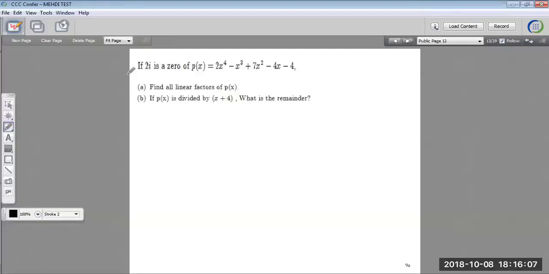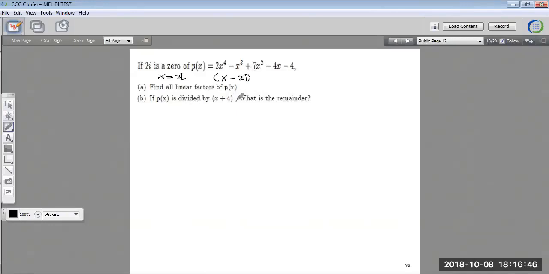Okay. It's given that 2i is a zero of this polynomial, then find all linear factors of p of x. So if one of the zeros, if x is equal to 2i, then one factor of this polynomial must be x minus 2i. Right? If 2i is a 0, one factor would be x minus 2i.